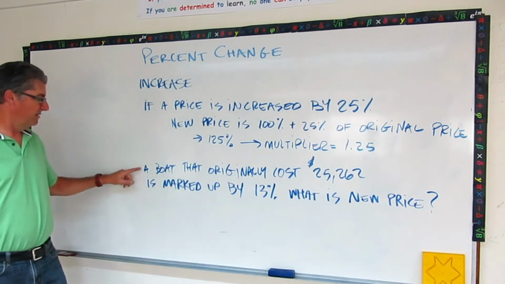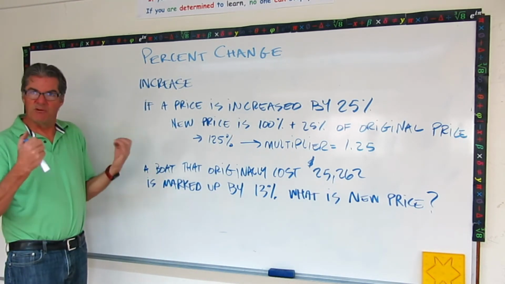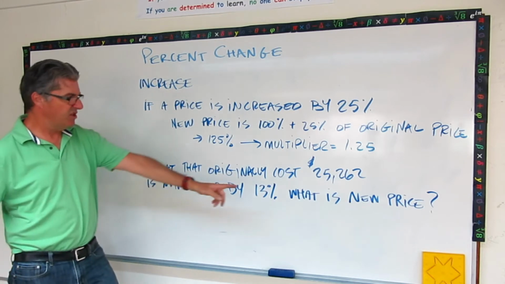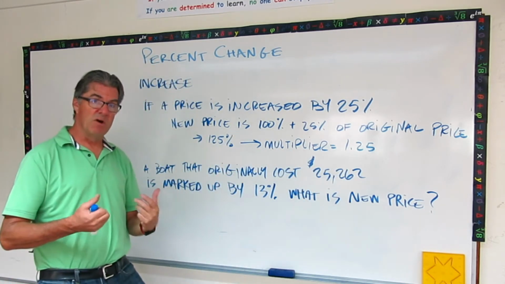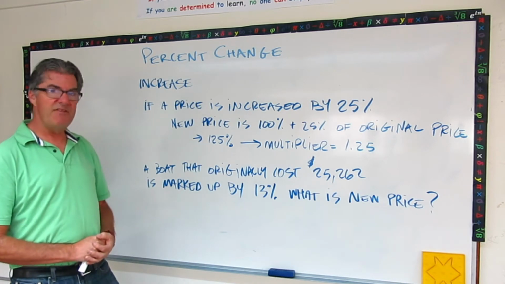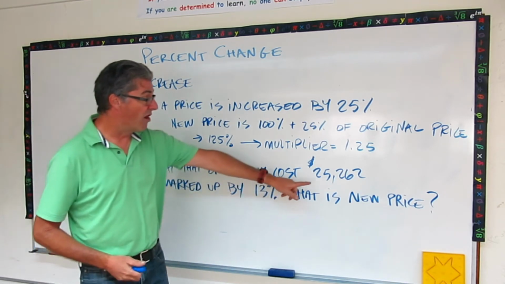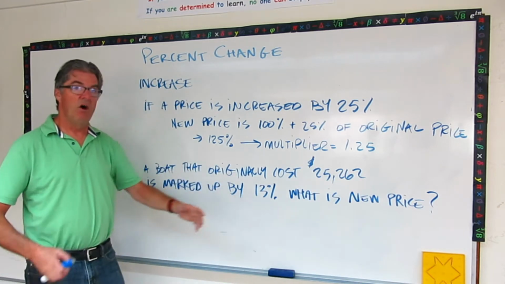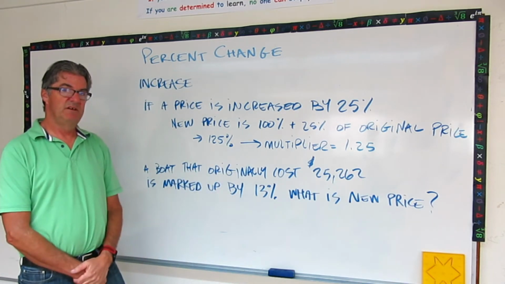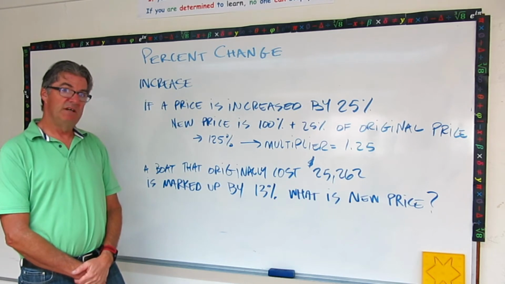Check this out. There's a boat, a fancy cabin cruiser, some kind of cool boat that originally cost $25,262. Now the seller of that boat says, I'm going to mark this up. I think it's worth 13% more than this. So if it's marked up by 13%, what is the new price? Go ahead and pause the video, see if you can do this one.